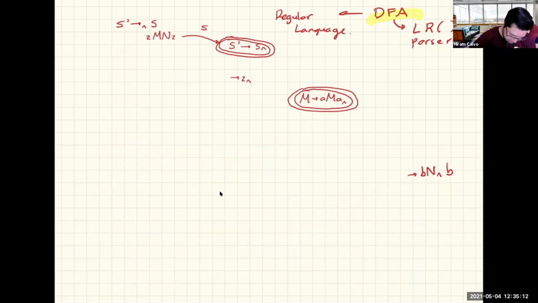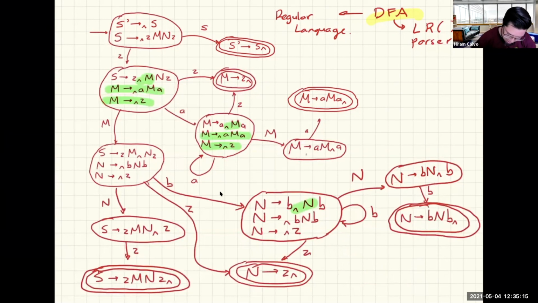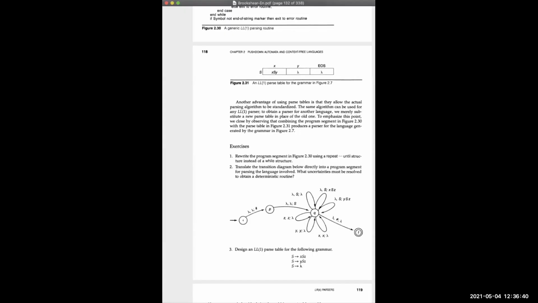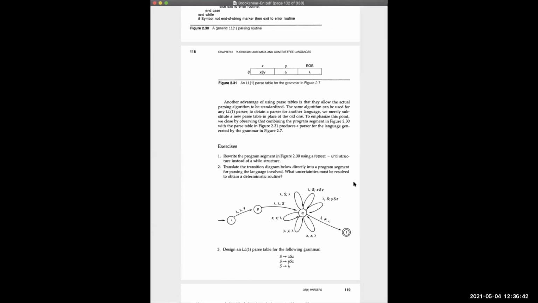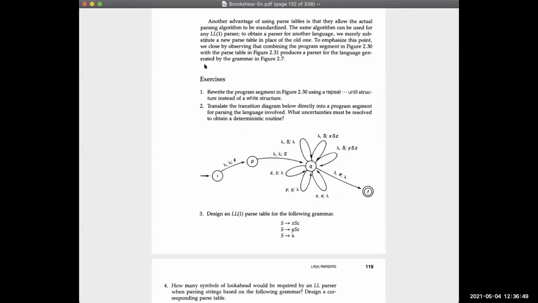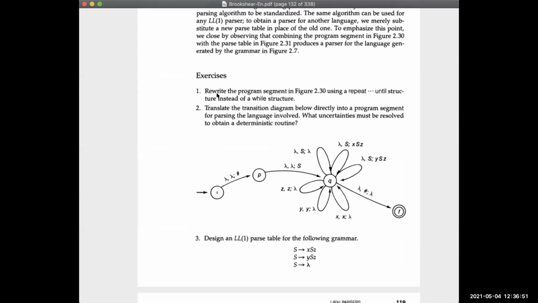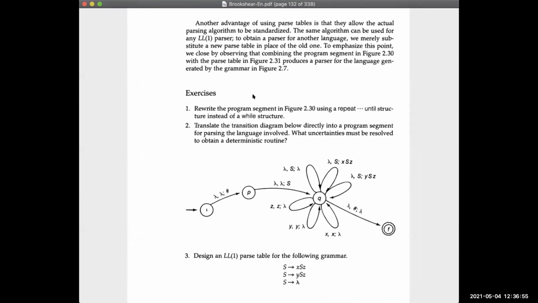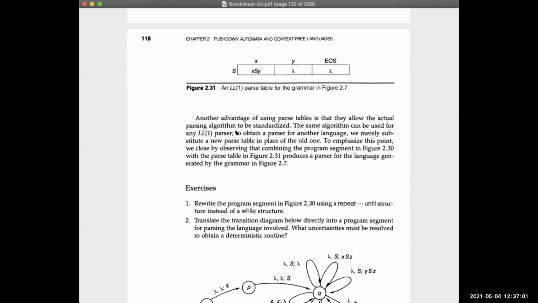Okay, so now I will make this smaller again, because now I want to create a table from this. So exercise 1. Yes. We write a program using a repeat until. No, the one that says with the alternative process. No, it's page 130. Okay.